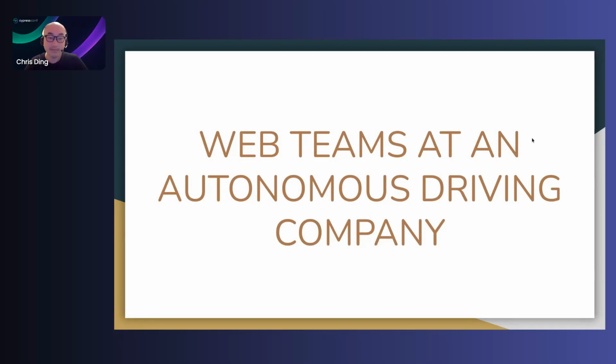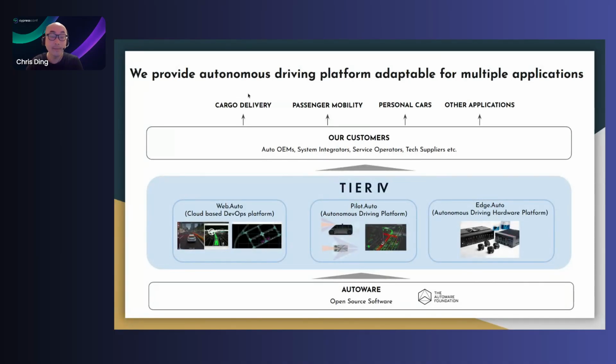So first, web teams at an autonomous driving company. So this is a very high-level diagram about what Tier 4 does. At the base of everything, there's Autoware, which is the name of the open source software that does the autonomous driving. And it's managed by an organization called the Autoware Foundation. This software is completely open source, and if you Google it, you'll be able to find source code and documentation and quick starts on how to run the software on your own local setup.